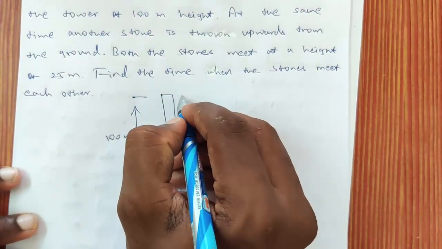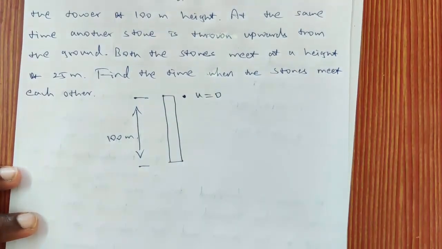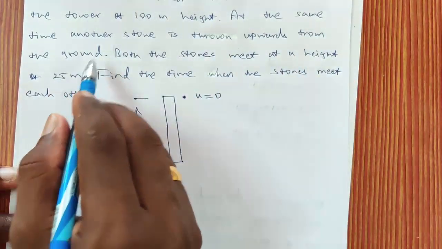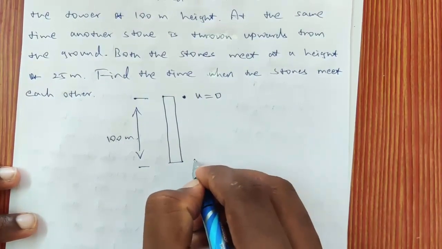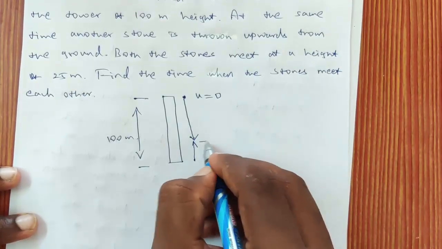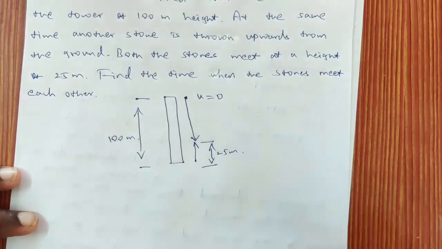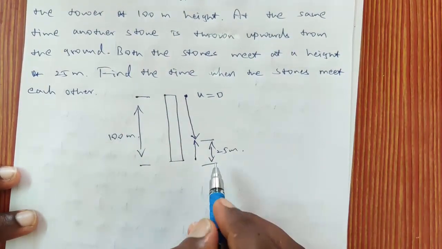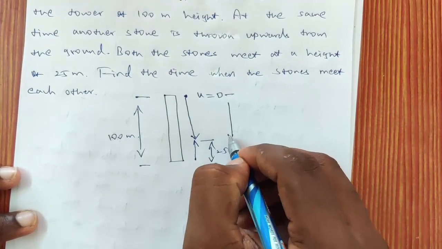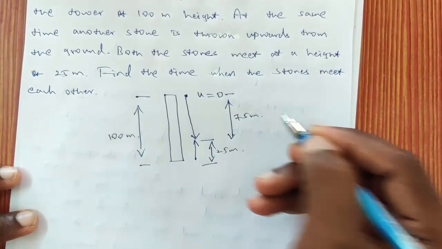The first stone is dropped from the top of the tower. Since it is dropped, the initial velocity is 0. The second stone is thrown upwards at the same time. Both the stones meet at a height of 25 meter, so this height is 25 meter. The overall height is 100 meter. Stone 2 travels a height of 25 meter, so the remaining distance is travelled by stone 1, that is 75 meter.